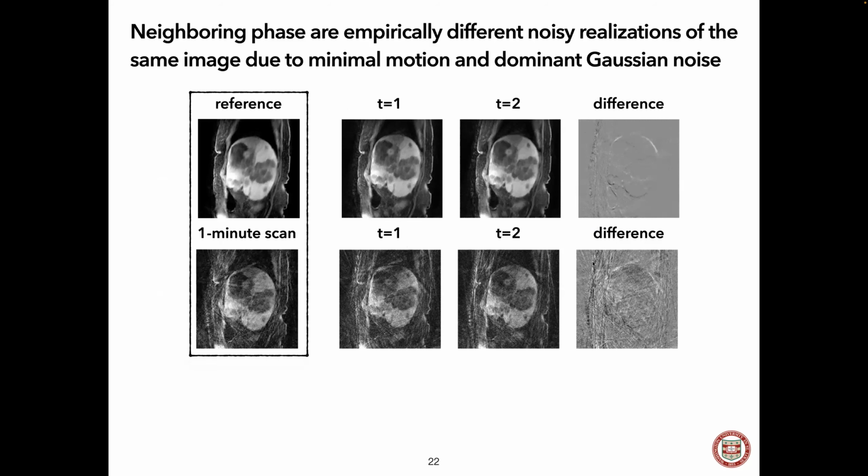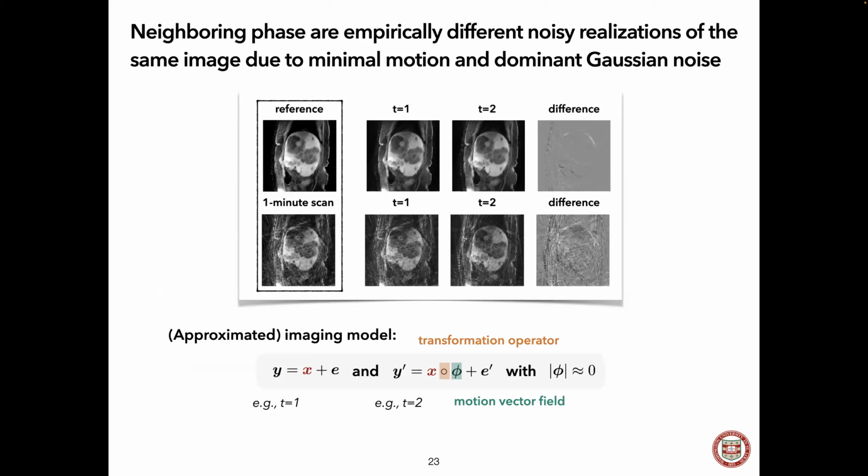Based on this observation, we can have a quite approximate imaging model. You can think of the measurement or the image at t equals 1 as y equals x plus e. It's just the ground truth plus some noise. And at t equals 2, the neighboring phase, you can think of it as the ground truth transformed by a motion vector field, and then you add another noise. In these cases, we assume that the motion vector field is so small that you can ignore it.